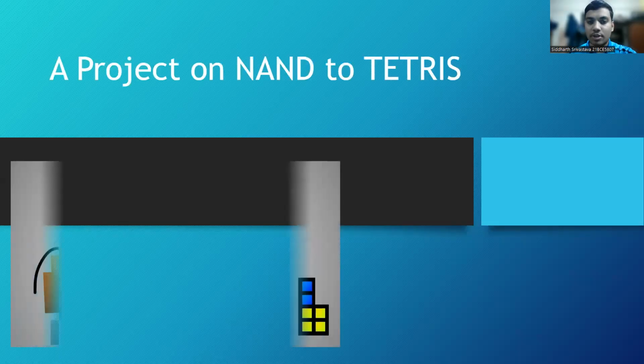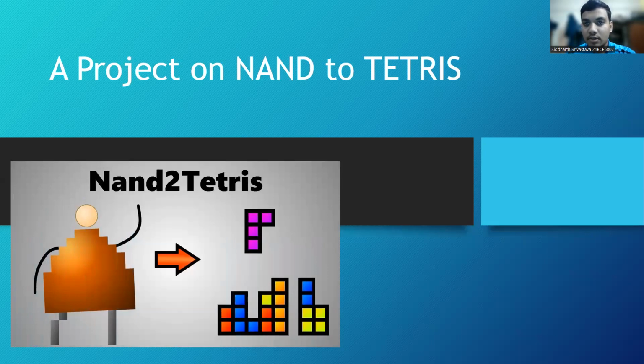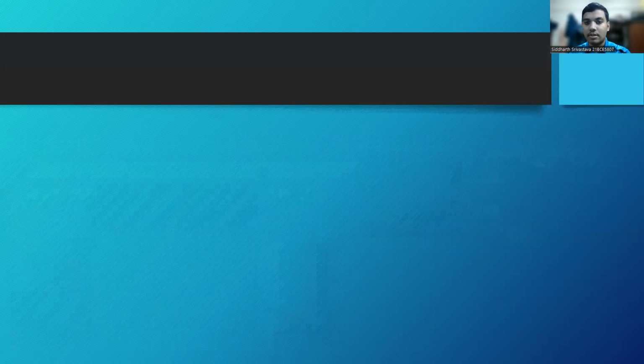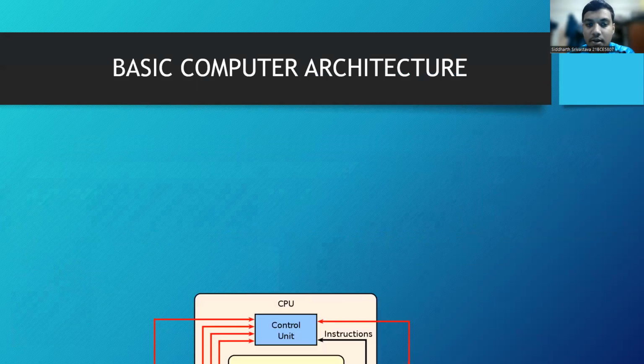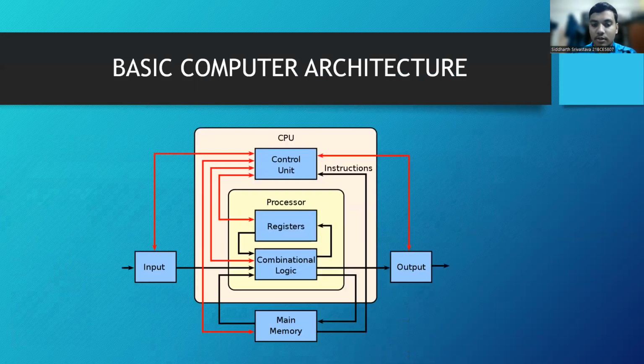So it is my project on Nand2Tetris. Before moving further, let's discuss basic computer architecture. As we can see in the flowchart, it consists of input devices, output devices, and CPU. CPU also has further fragments like control unit, registers, and processor. Combinational logic circuits are also there. So let's move further.